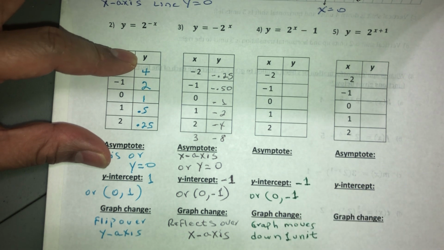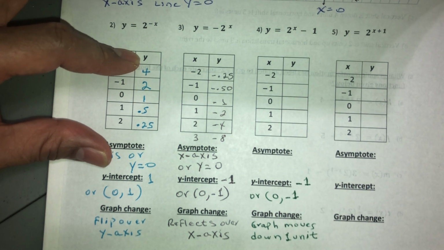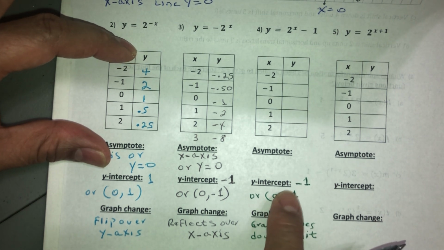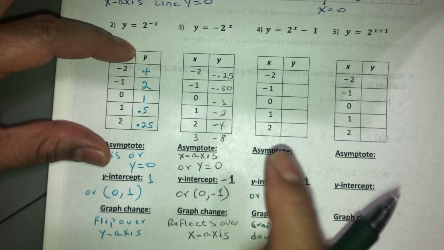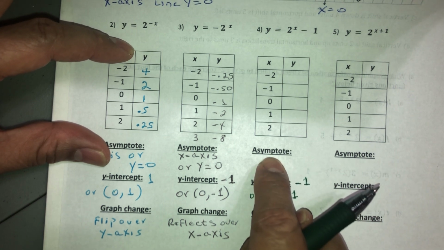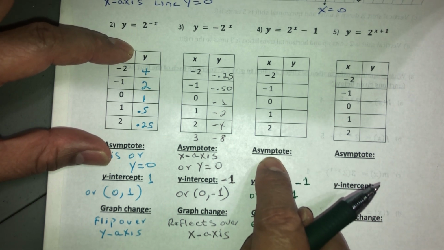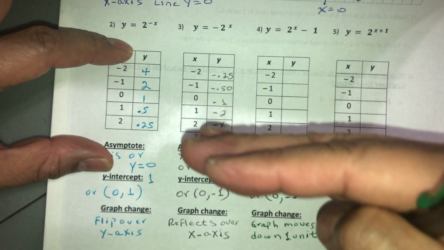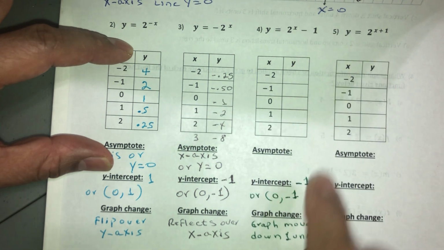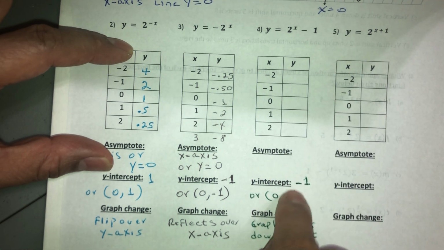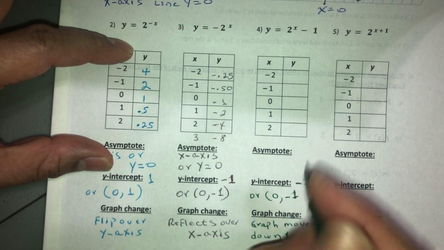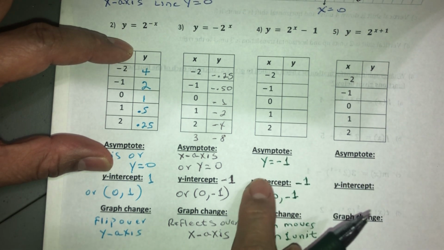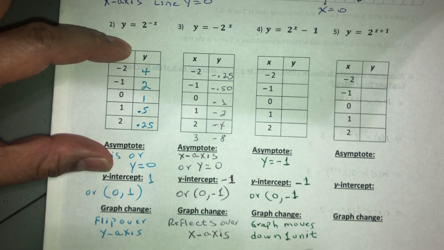Now I know that my asymptote is going to be the equation of the line y = -1, and I'm going to explain why. For this one, the asymptote is not going to be the x-axis, or y = 0. Remember, the graph is going down 1 unit, so now that graph is going to be approaching the line y = -1. So the asymptote here is y = -1, a horizontal line.